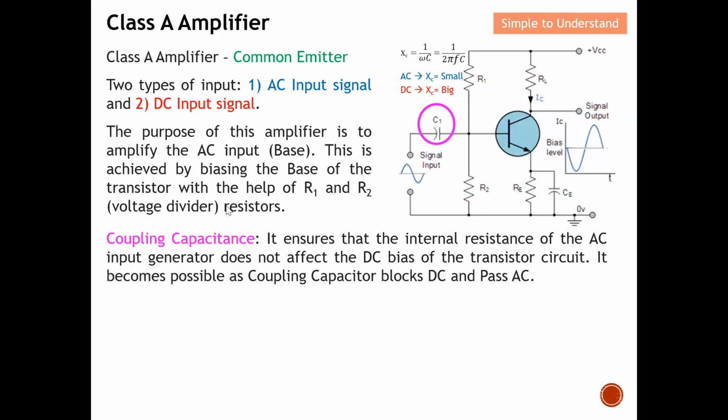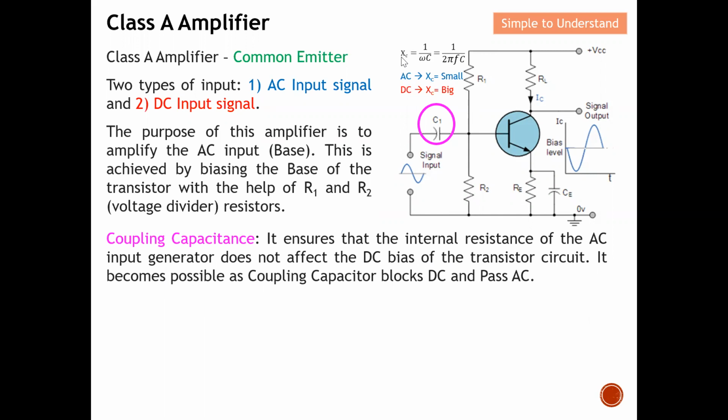The coupling capacitor: we need to have a capacitor over here, which is also known as the coupling capacitor. It ensures that the internal resistor of the AC input generator does not affect the DC bias of the transistor circuit. It becomes possible as the coupling capacitor blocks DC and passes AC. I have made this available for discussion here.